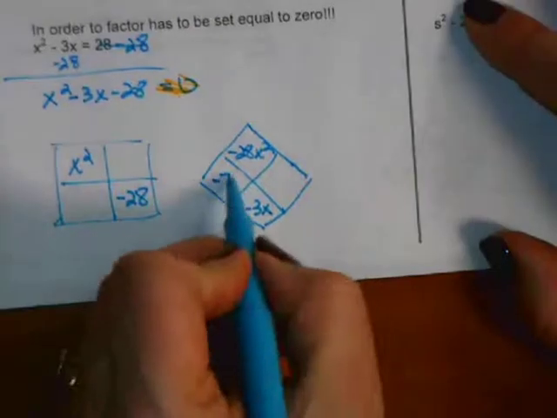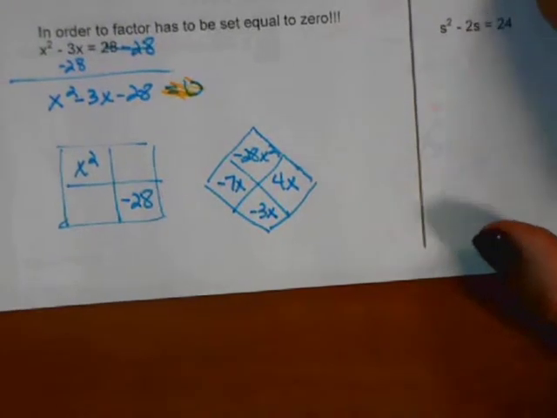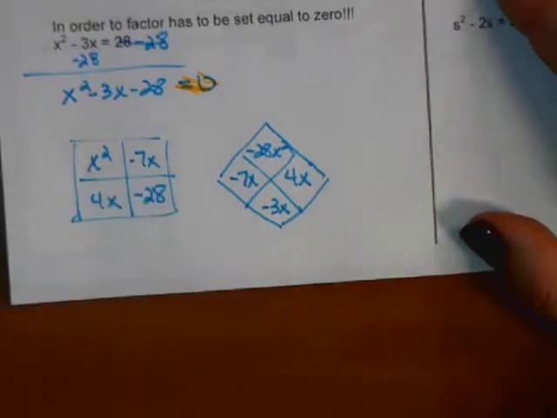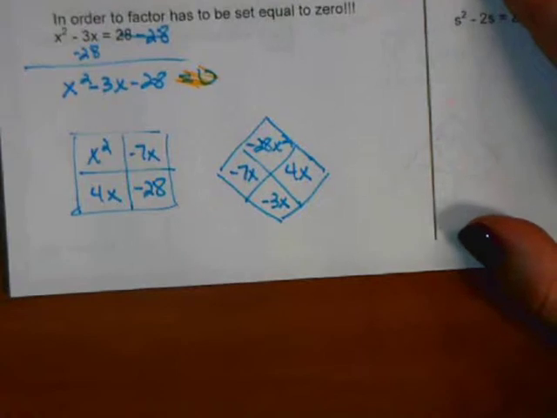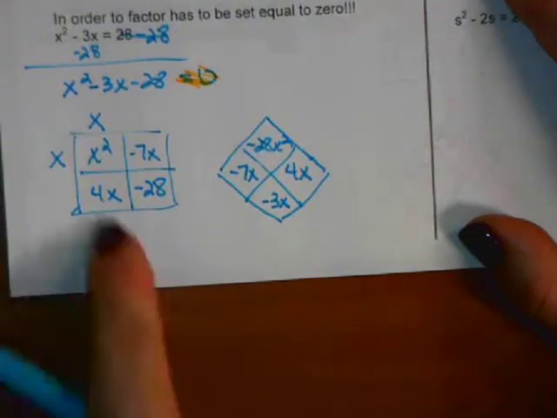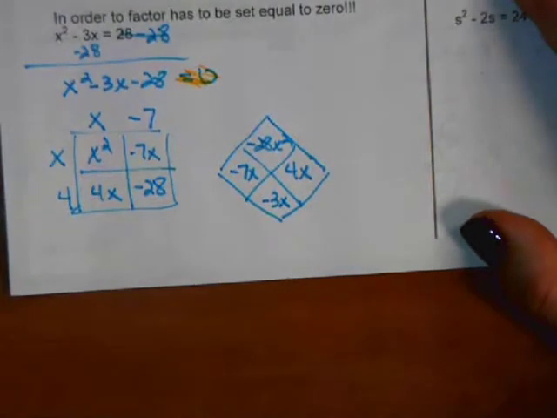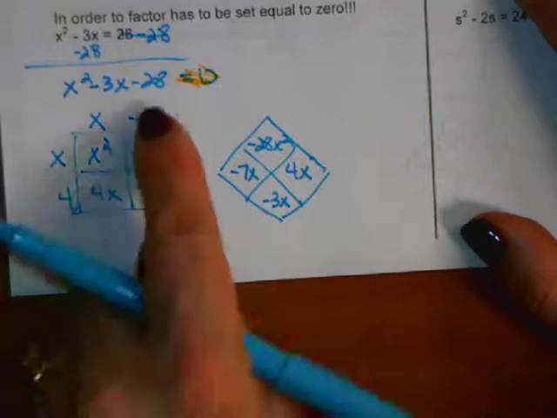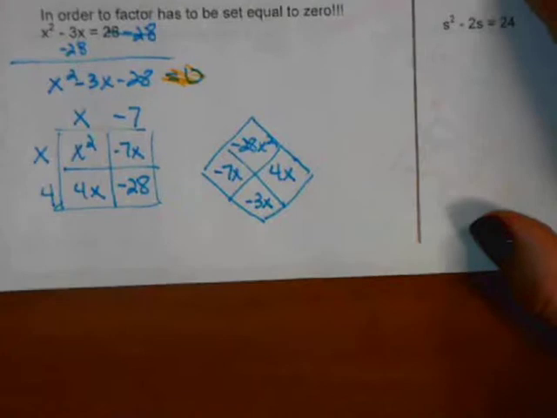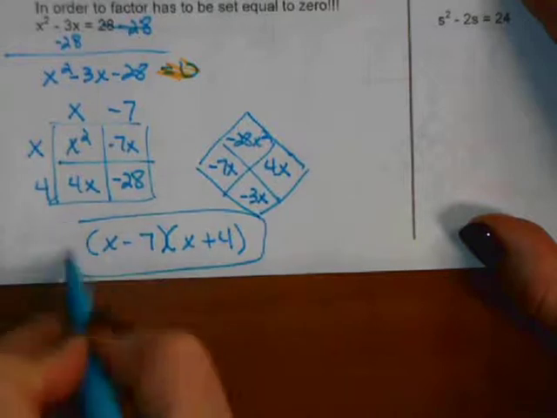Negative 7x and 4x. Okay? All right, so let's fill those in. You're going to pull out an x goes up there. This is negative 7, and this is 4. Then you just check: 4 times negative 7 equals negative 28. Yes, it does. So my factors are going to be x minus 7 and x plus 4. These are the factors, okay?